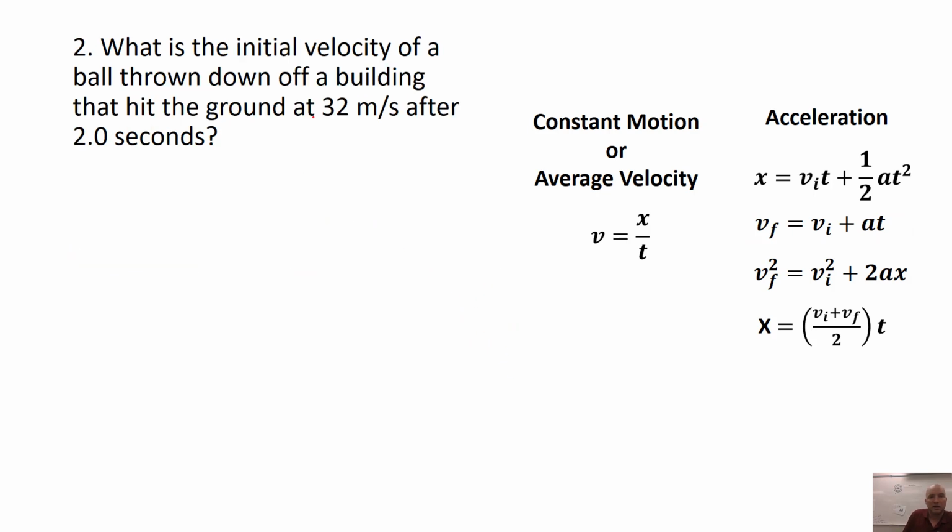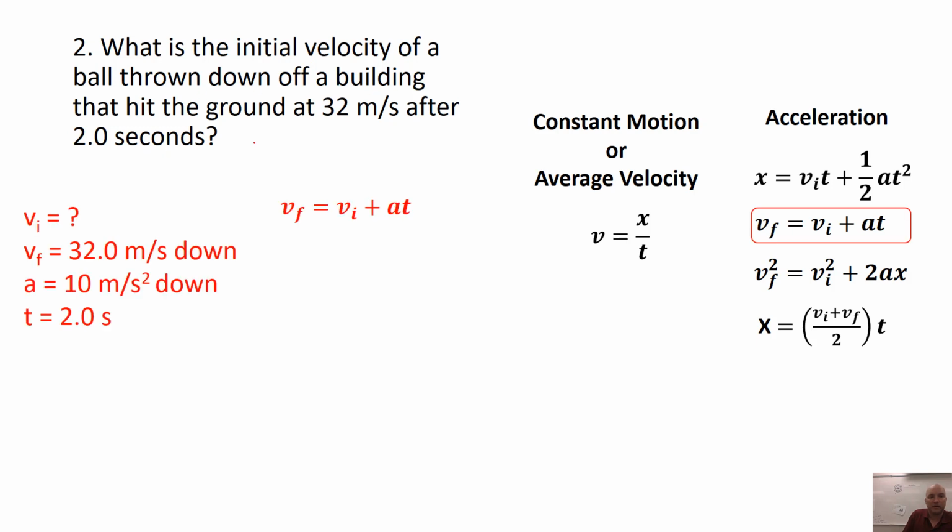Okay. Initial velocity of a ball thrown down off a building that hit the ground at 32 meters per second after 2 seconds. So in making your givens list, you need to realize the ball is thrown down off of a building. And what's the initial velocity of it? When it hits the ground, it's still going to be going down because it's thrown down, and it's going to accelerate down. It's in the air, so you're going to have 10 meters per second squared. And it says after 2 seconds.